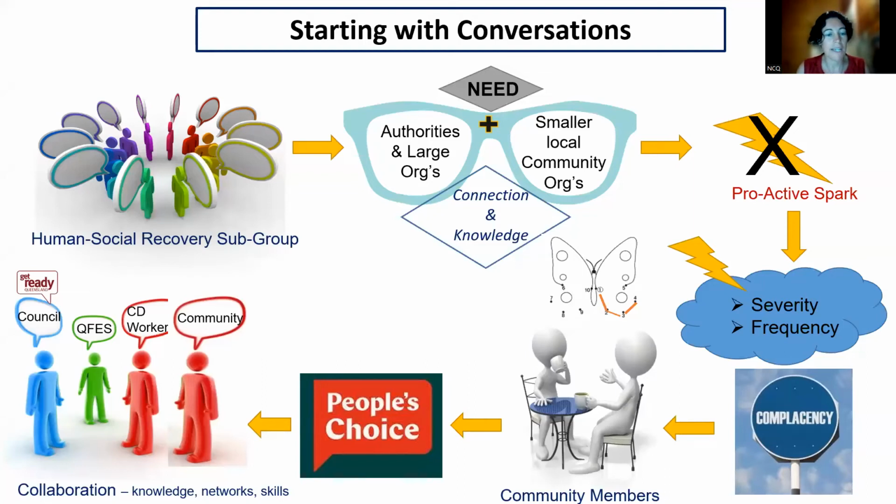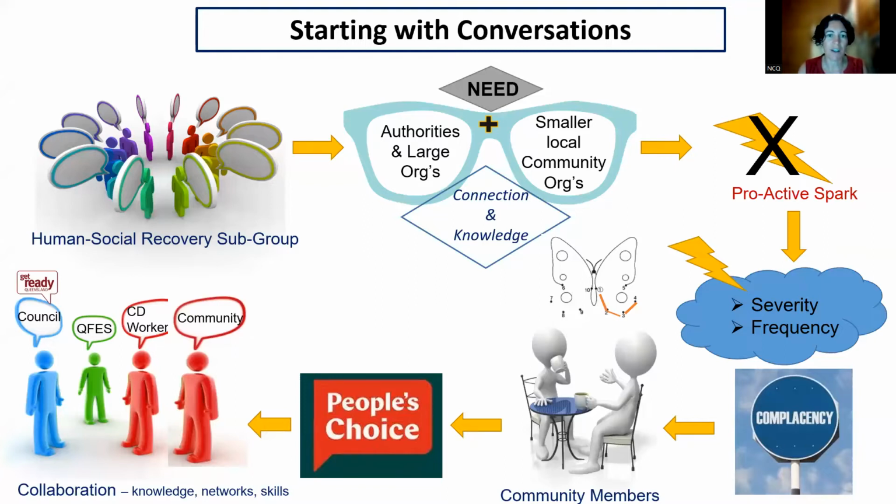So this is, in a nutshell, a bit of a part of the community development process of how it all came about. Starting at the top left, we know there's been a human social recovery subgroup. Initially, I had no idea how disaster management arrangements work, but I was concerned, knowing we do get disasters, and if I don't know, I'm pretty sure other community members don't really know how things work.